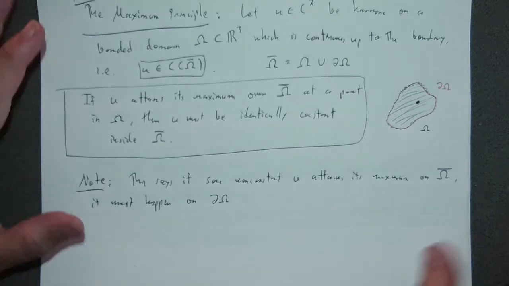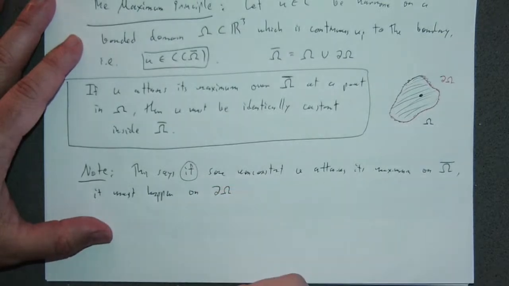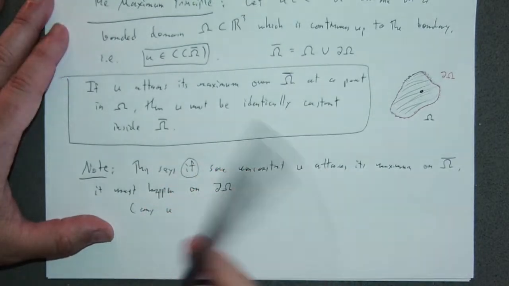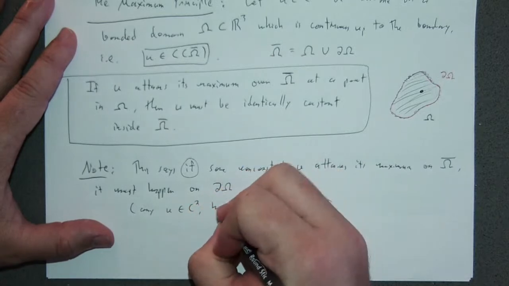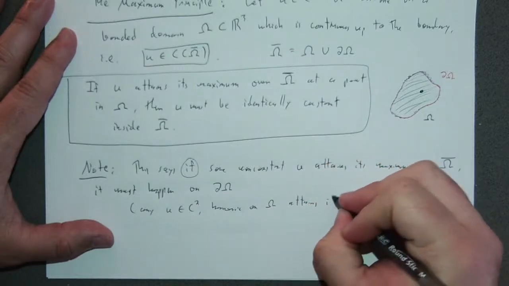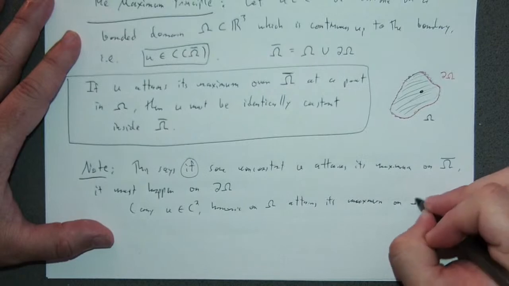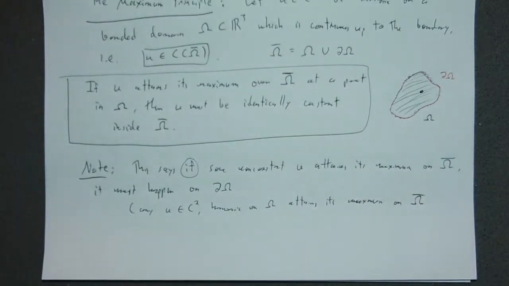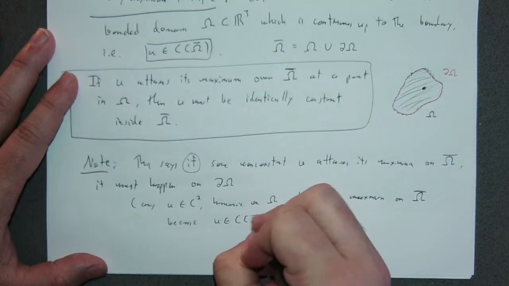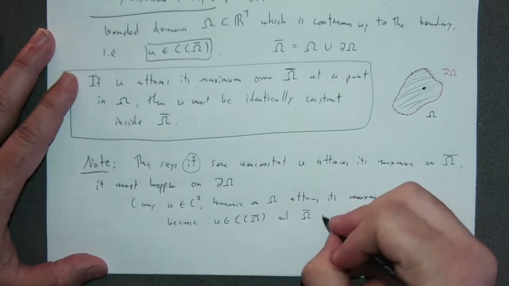Now, I should say that this "if" is kind of silly here, because any u that's in C2 and harmonic on omega attains its maximum and minimum on omega bar, because u is continuous up to the boundary, as we said, and this omega bar is compact.